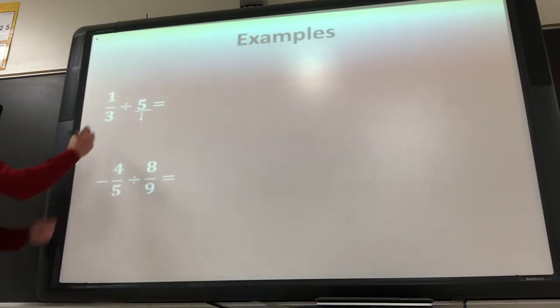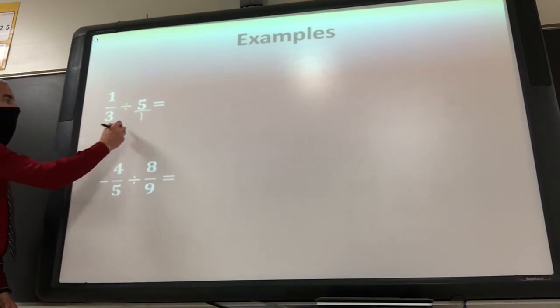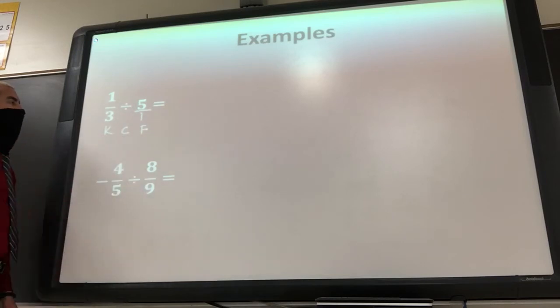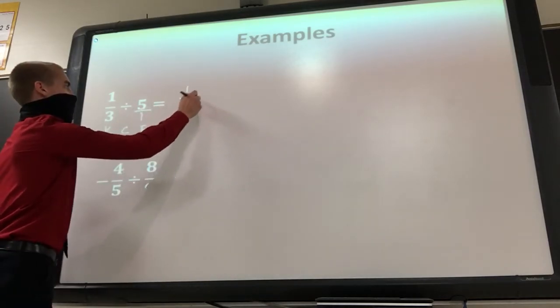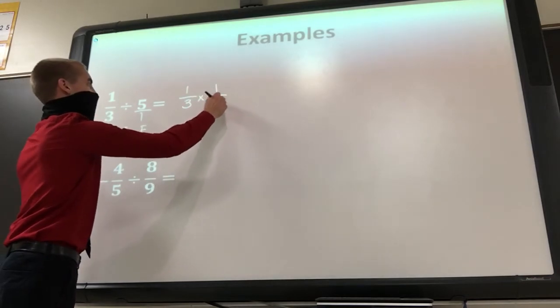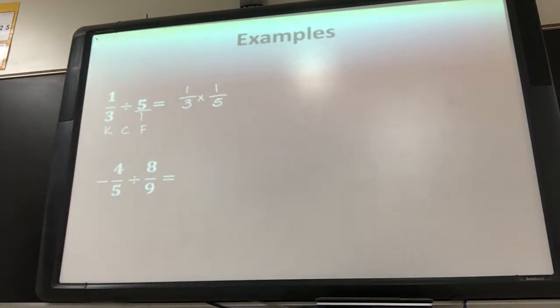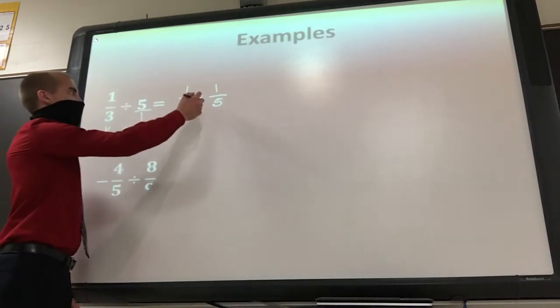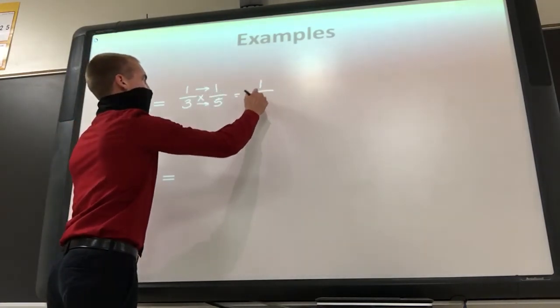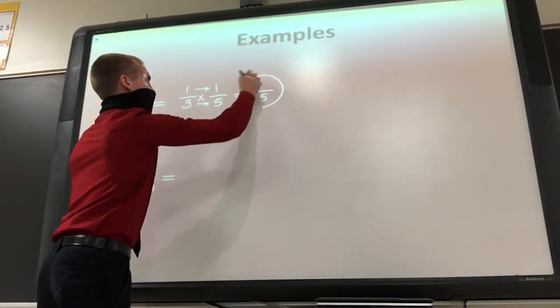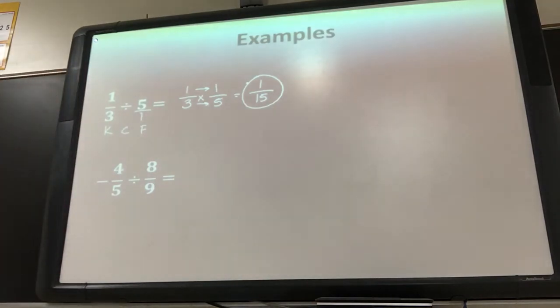So we will keep 1/3 the same. We're going to change the division sign to multiplication and then flip the 5 over 1. So now we have 1/3 times 1 over 5. We do keep, change, flip. And then we just multiply straight across like we did yesterday to get 1 over 15.